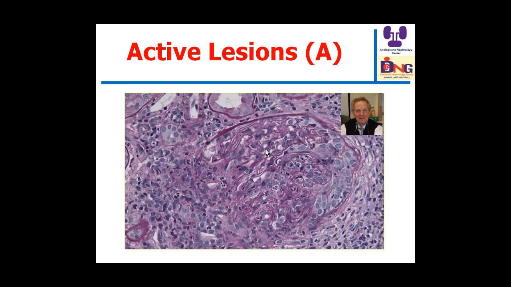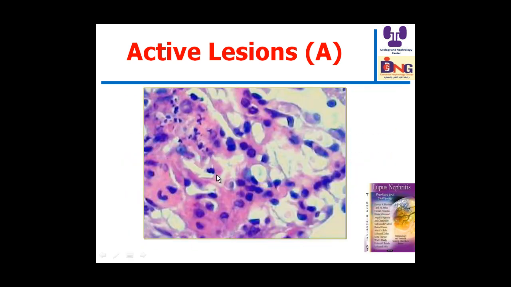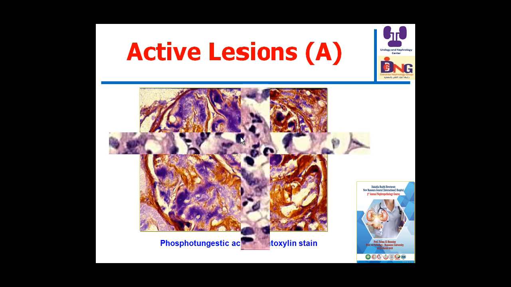This is one of the most florid active lesions, which is cellular crescents, because here the tuft is compressed by this cellular crescent. So this is the most important active lesion. Cellular crescents here are very clear. This is karyorrhexis, which was considered before 2018 to be an index of necrosis. Fibrinoid necrosis, and this is a special stain, phosphotungstic acid hematoxylin stain, showing the fibrinoid necrosis. This is also one of the most florid lesions, cellular crescents and necrosis. Both of them are very important active lesions.